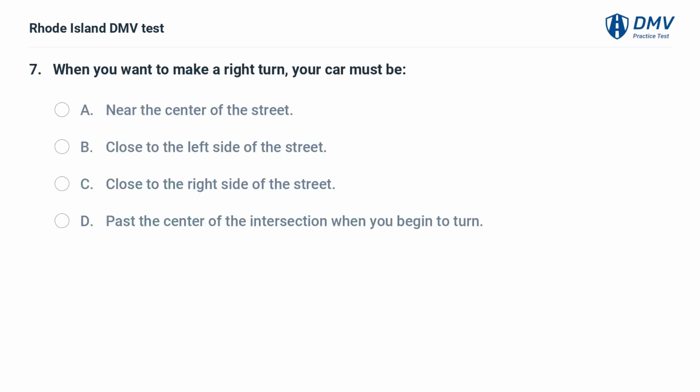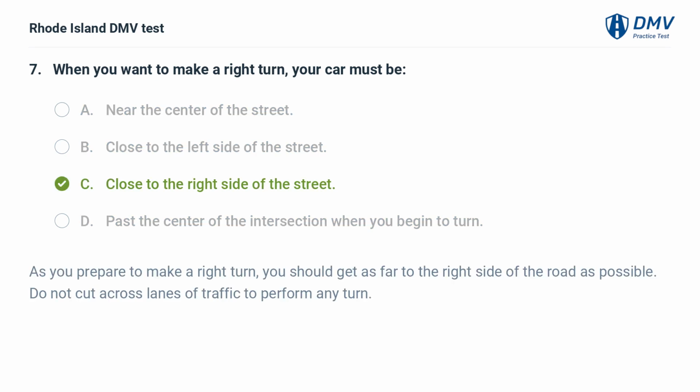When you want to make a right turn, your car must be A. Near the center of the street. B. Close to the left side of the street. C. Close to the right side of the street. D. Past the center of the intersection when you begin to turn. C. Close to the right side of the street. As you prepare to make a right turn, you should get as far to the right side of the road as possible. Do not cut across lanes of traffic to perform any turn.